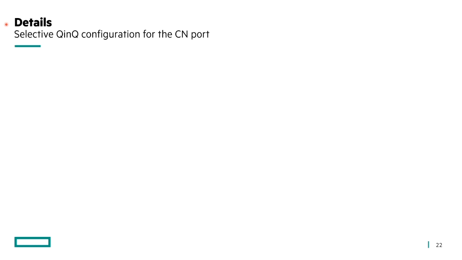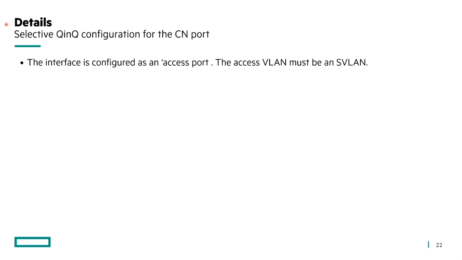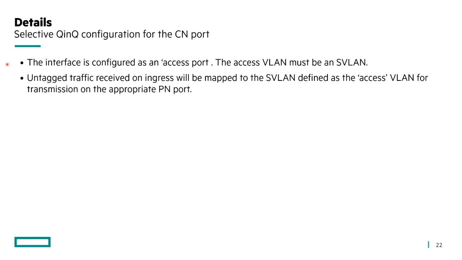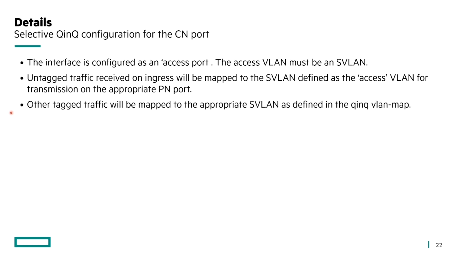So some more details regarding configuring selective QinQ on the CN port. The interface is configured as an access port, but the access VLAN must be an SVLAN. Untagged traffic received on the CN port will be mapped to the SVLAN configured on the CN port. That will be the access VLAN. Other tagged traffic will be mapped to the appropriate SVLAN as defined in the QinQ map configuration on that interface port.